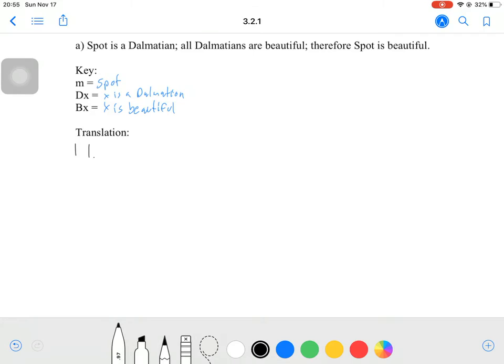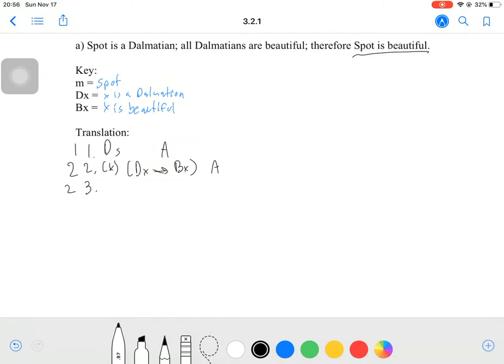We have Spot is a Dalmatian, Ds. This is an assumption. All Dalmatians are beautiful: for all x, if x is a Dalmatian, then x is beautiful. So our goal is to show that Spot is beautiful.